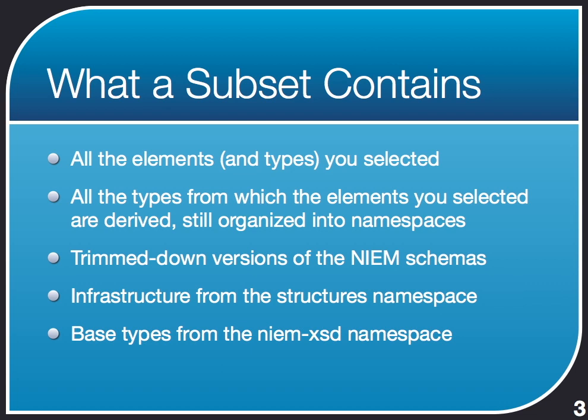You also get the infrastructure pieces from the structure namespace, and then you get the base types from the NIEM XSD namespace. So you get all the integers and string base types to make everything else work. The bottom line is you end up with a set of NIEM schemas that look like the NIEM, except they're carved down to just what you need. The things you asked for, plus the things you asked for need. And that's what you get in a subset.